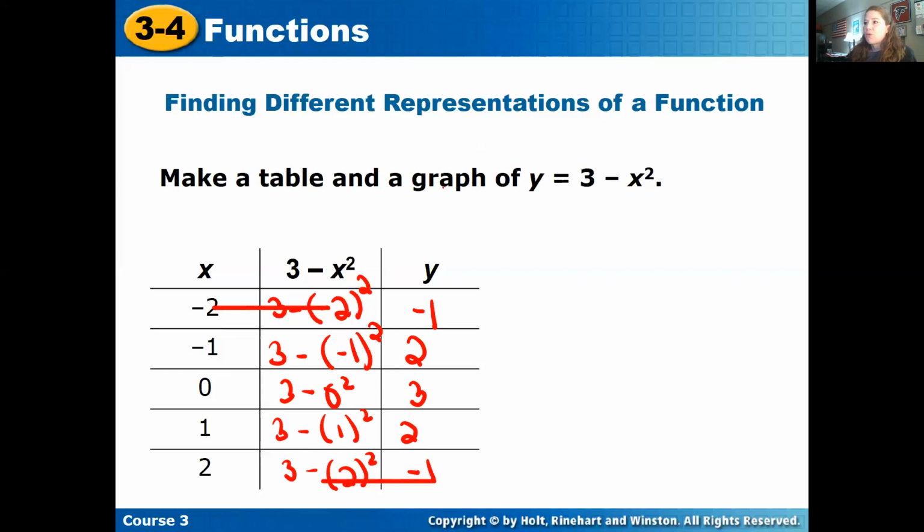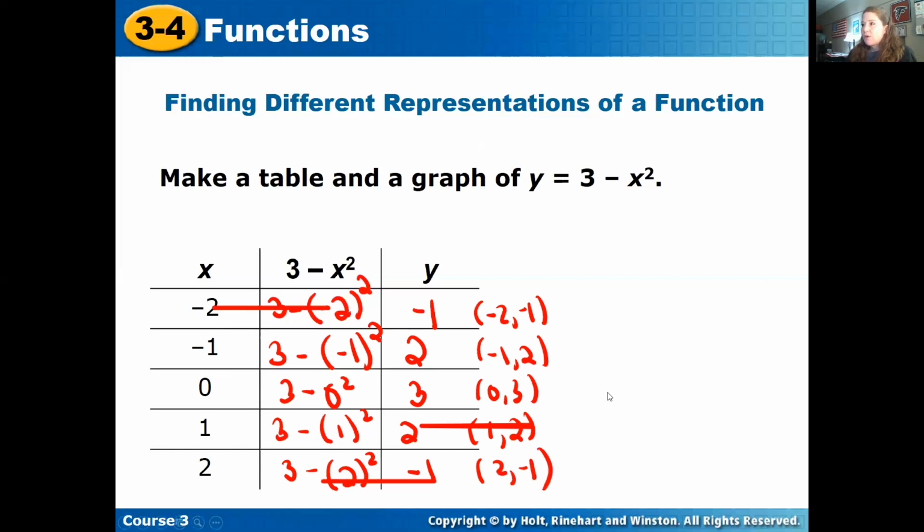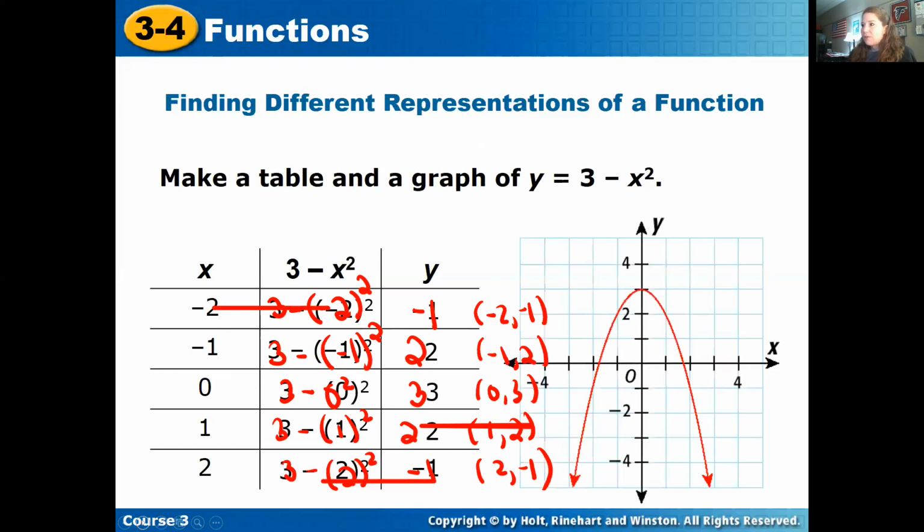So those are ordered pairs. So ignore the middle column. Our ordered pairs will be (negative 2, negative 1), (negative 1, 2), (0, 3), (1, 2), and then (2, negative 1). So if we graph those points, it gives us the same answers. All right, so if we graph those points, we get what's actually called a parabola.